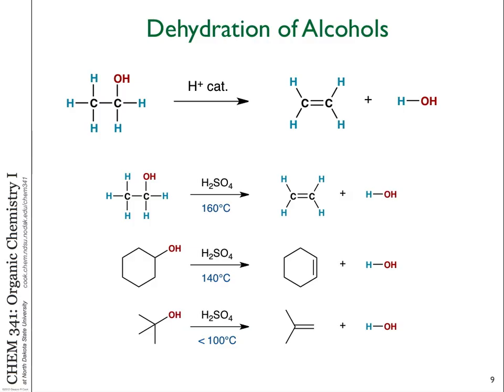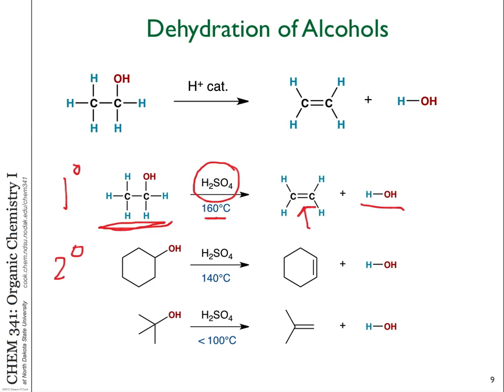So if you take a look at this, we have the reaction of ethanol reacting with sulfuric acid. And if you keep that up to 160 degrees, you form ethylene and water. Okay? Notice what happens if instead of ethanol, which is an alcohol on a primary carbon, I do the reaction with cyclohexanol. Now the OH group is on a secondary carbon. It's a secondary alcohol.